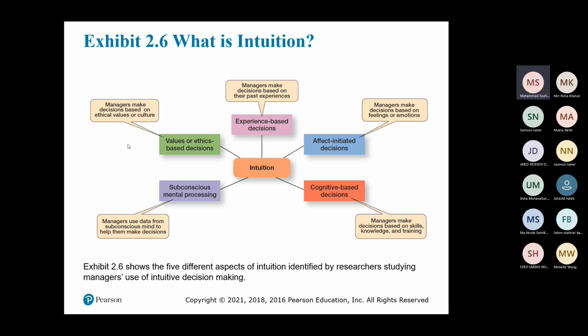You make a decision based on your culture, and also it can be based on ethics. So these five are the spectrum of how you make decisions for intuition decision making. Either you make a decision based on your past experience, your emotion, your knowledge and expertise, your critical thinking, or the culture or ethics. So these are the five types of intuition decision making.